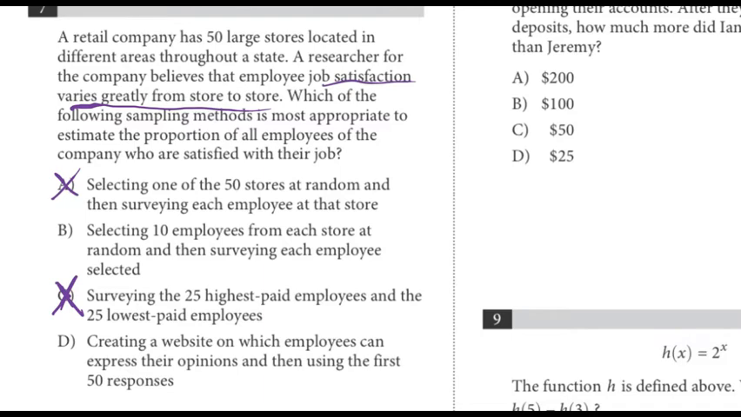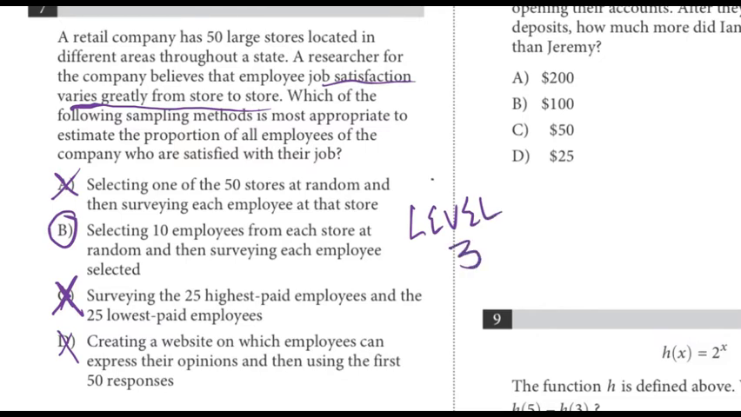So let's look at answer choice D, creating a website on which employees can express their opinions and then using the first 50 responses. That's completely biased. Most of those employees would probably be dissatisfied employees that are throwing their negativity towards the company, I would think. So that's incorrect, and it's pretty easy just by common sense. Answer choice B, I'm going to give that a level 3.